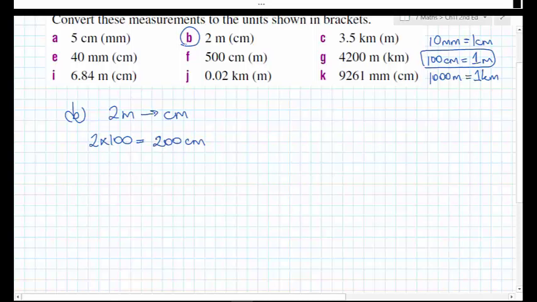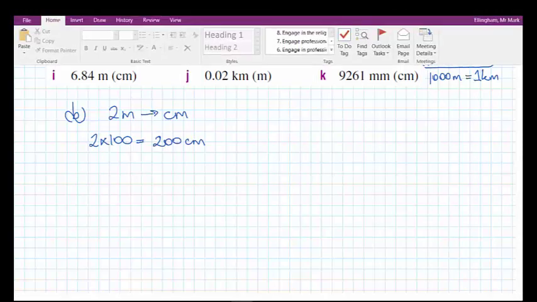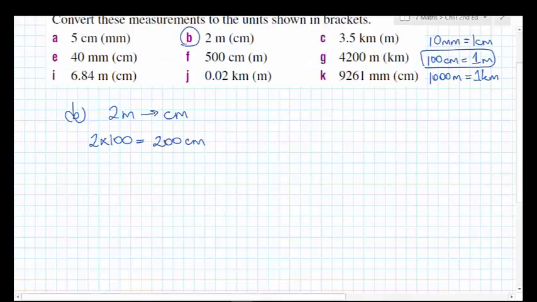Now there's also another way of looking at this. There are multiple different conversion techniques, and I'm going to show you a couple of these that might work. The first one that we can have a look at is that you can think 2 meters is equal to question mark centimeters, which is what we want to find.